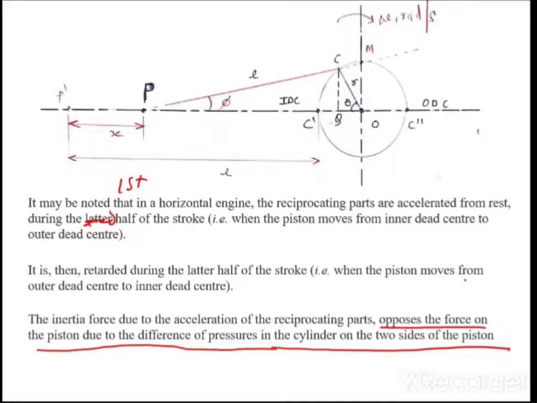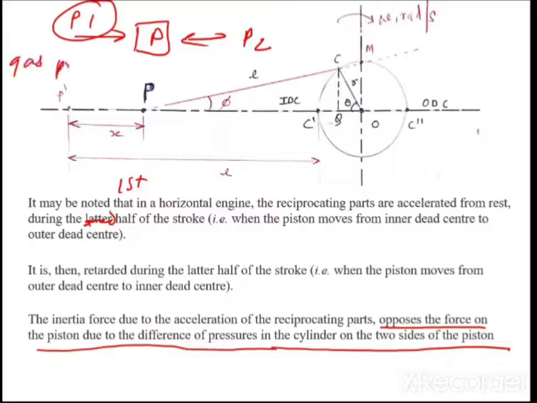This I will explain to you in the next slide. I will draw the diagram. Difference of pressure in the cylinder on the two sides of the piston means P1 acts on one side of the piston and P2 acts on the other side. What is this P1? P1 is nothing but a gas pressure. P2 is nothing but a gas pressure at the other end.